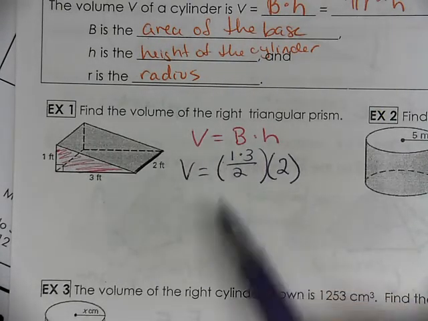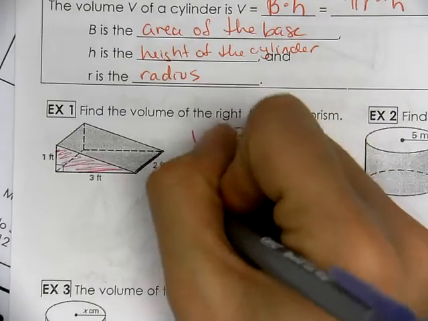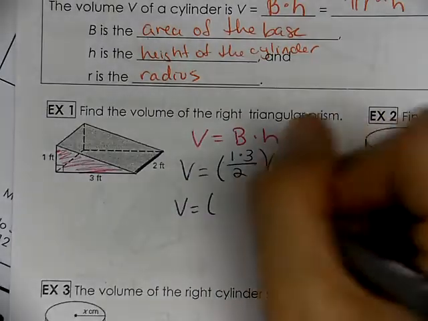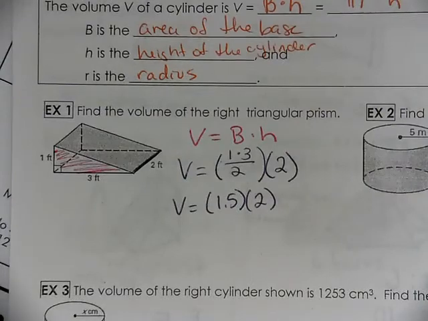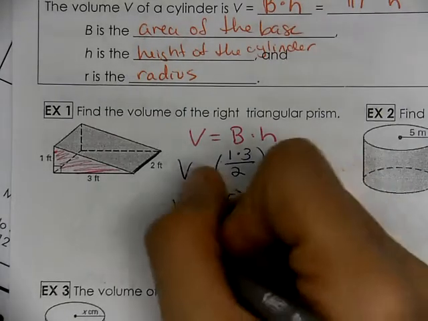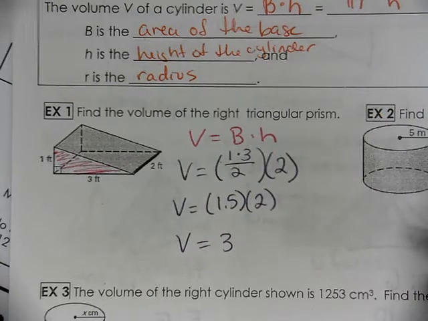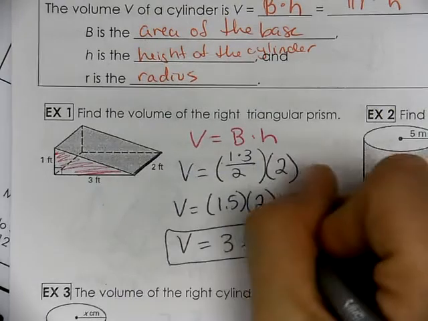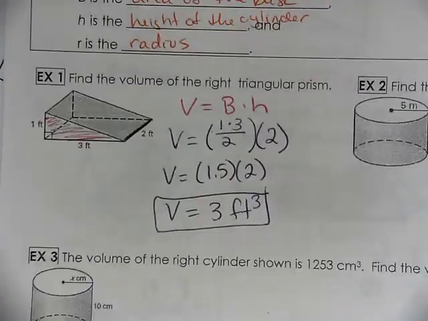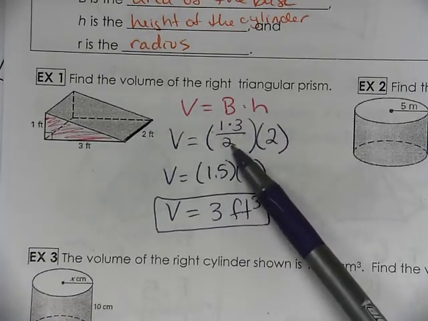So, what's 1 times 3 divided by 2? 1.5? Times 2. What's 1.5 times 2? So the volume here is 3. And then our units are always cubed. So 3 cubic feet. So 3 feet cubed. So area, your units were squared. Volume, they're cubed. Most people get this one wrong because they forget to divide by 2.